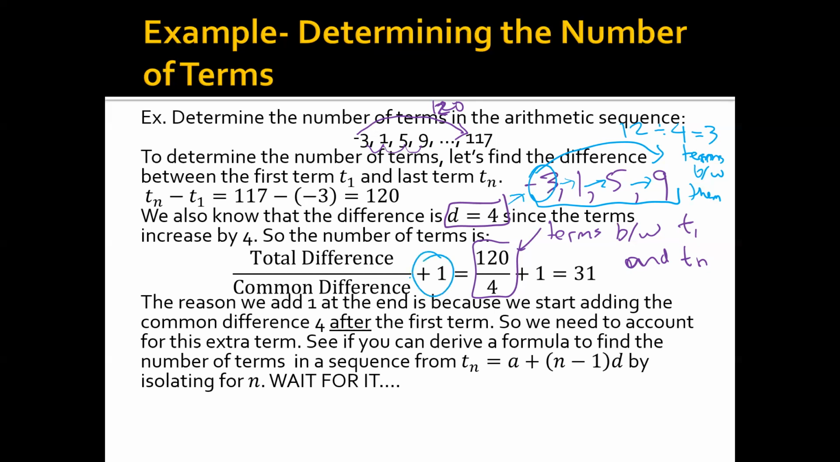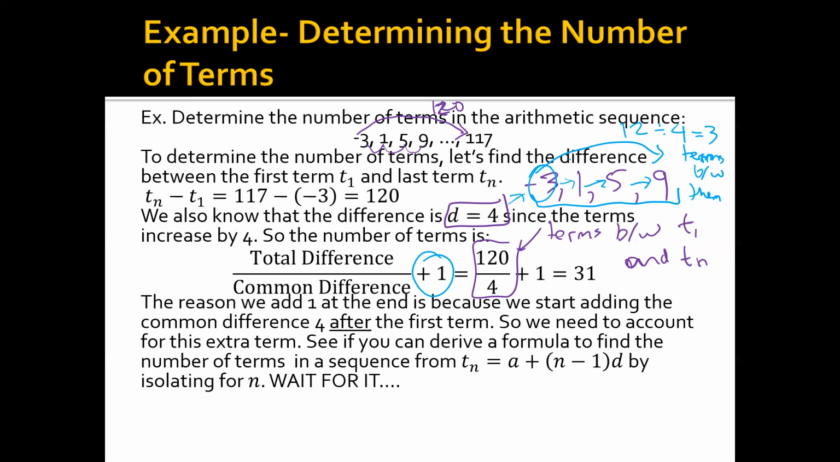So for that rationale, because we had to account for that extra term, we need to make sure that we actually add a 1 to the quotient, the total difference divided by the common difference. So when we do this, again, I'm hoping that this is starting to make sense now. When we do this, this is going to give us a total number of terms that are there. And again, if you want a more clear example, think about a small easy example.